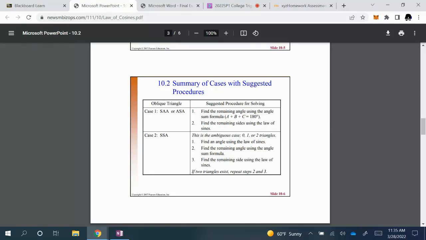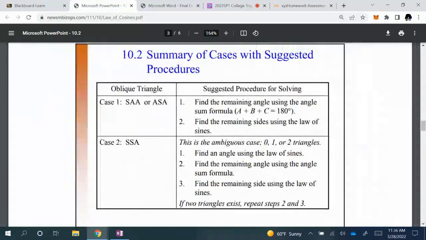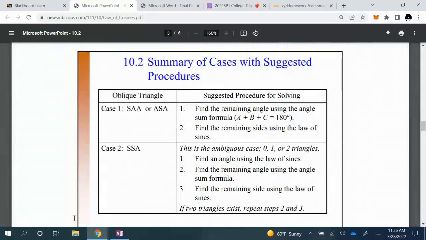All right, so in the last class, we talked about the cases. I'm going to blow this up slightly. So here again, if we look at the chart, we have 2 columns. On the first column, we have the oblique triangle with the cases, and on the second column, we have the suggested procedure for solving. So case 1 says if you have side angle angle or angle side angle, the suggested procedure for solving is you must first find the remaining angle using that sum formula, and then you can find the remaining sides using the law of sines, which we saw in the last lesson.